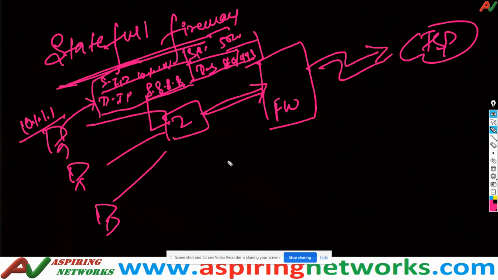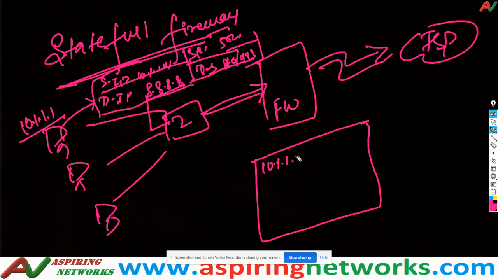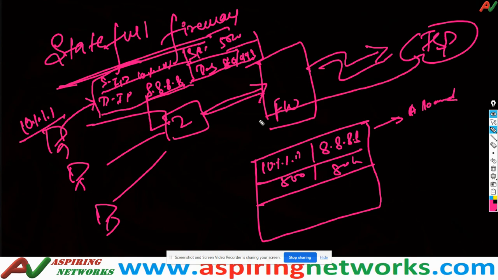Correct. So it maintains the state. What is a state? 10.1.1.1 reaches 8.8.8.8, and it is allowed. So the next time, whenever we get the reply, with the source port being 5,000 and the destination port 80 or 443, for that reply it will cross-check the table to see whether the traffic is allowed or not.